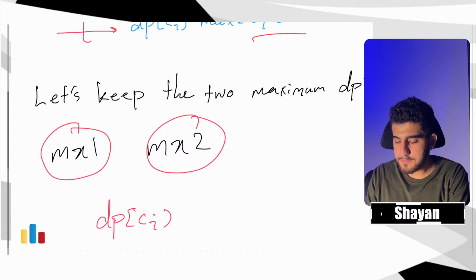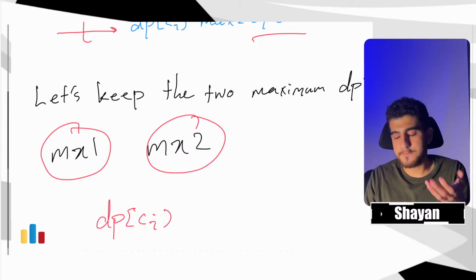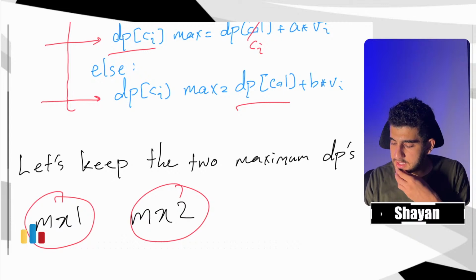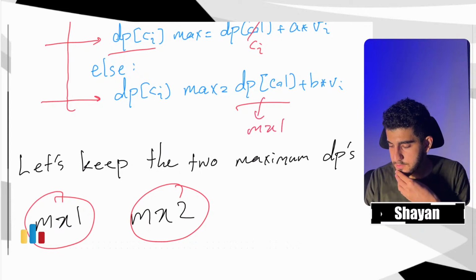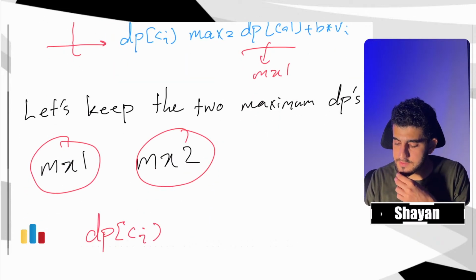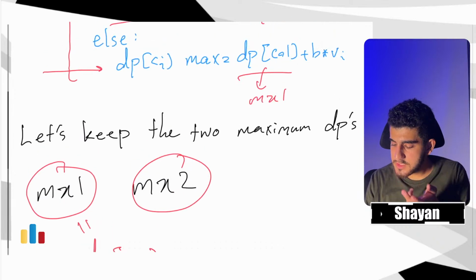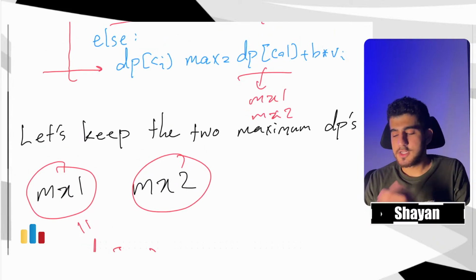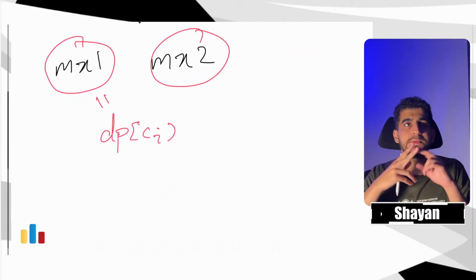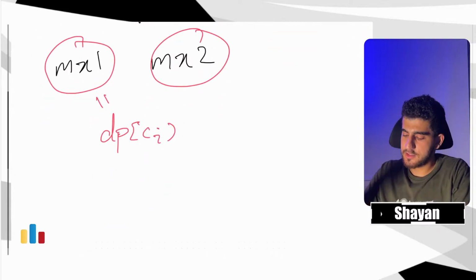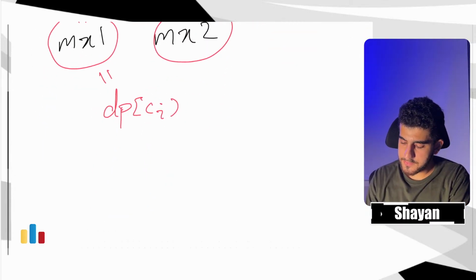If the maximum is not DP of CI, I can just consider mx1 plus B times V. Or if mx1 is equal to DP of CI, which is okay, in here I will consider mx2, the second maximum. So the point is that I will keep the two maximum DPs.